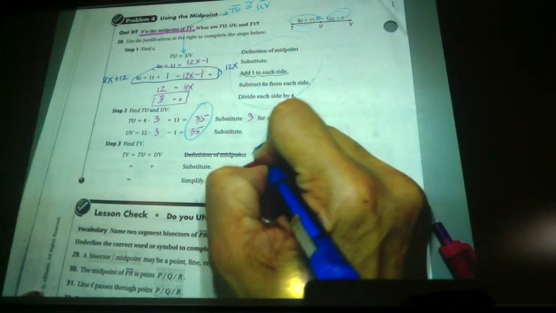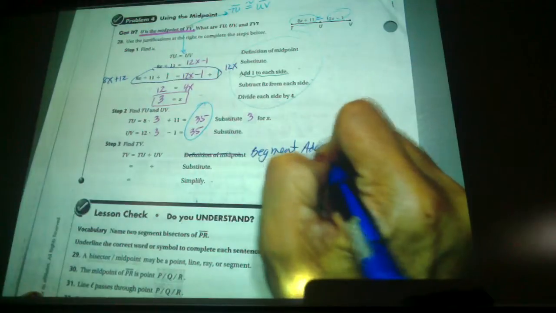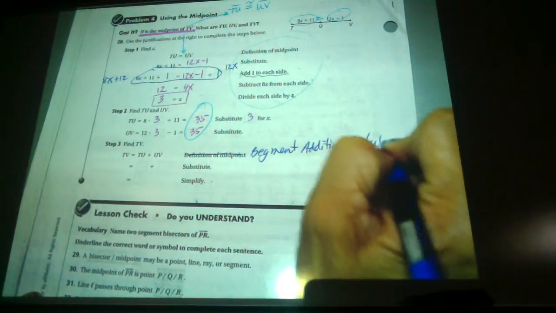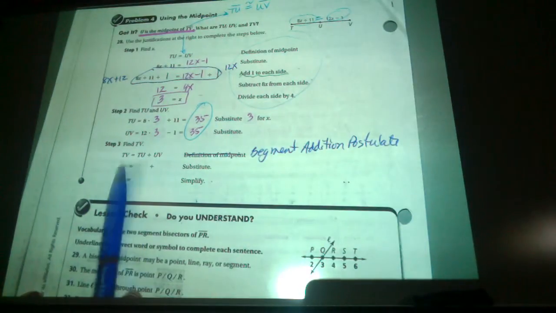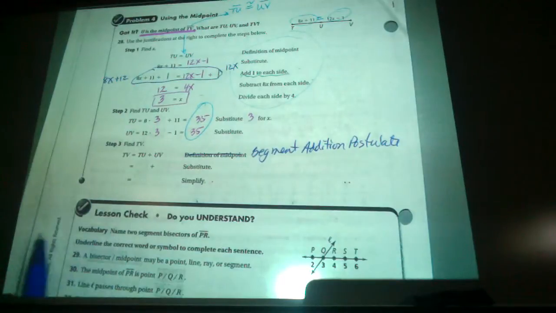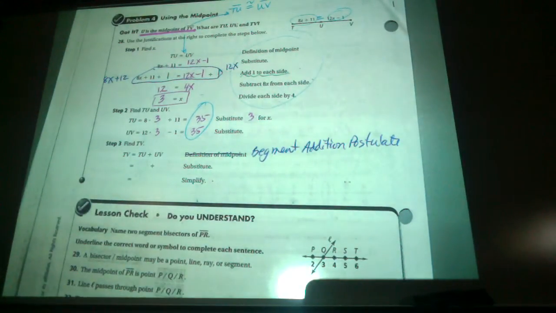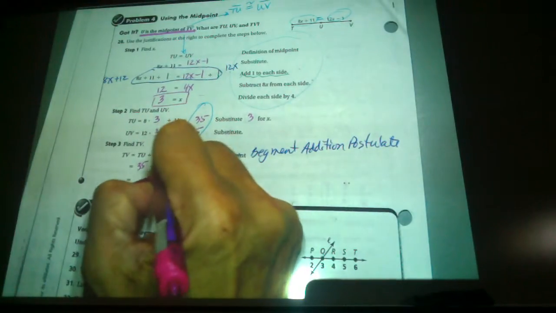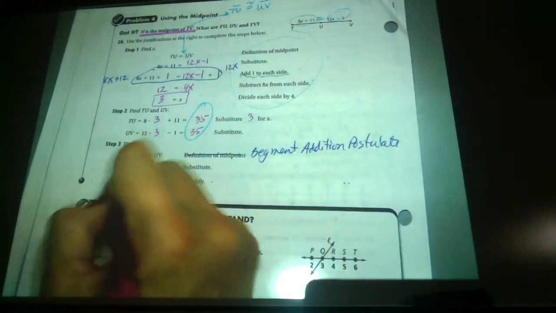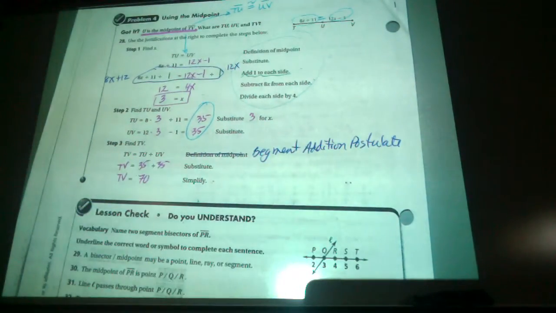And then over here, they want you to find the distance from T to B. So T to B, technically this is not your definition of a midpoint. Actually, this would be the segment addition postulate. Change that, please. Isn't this the two smaller pieces adding up to give you the whole bigger piece? So then we're going to substitute in what we know. We know that each of these are 35. And so that means that TB is equal to 70. And they are showing more work than is necessary.